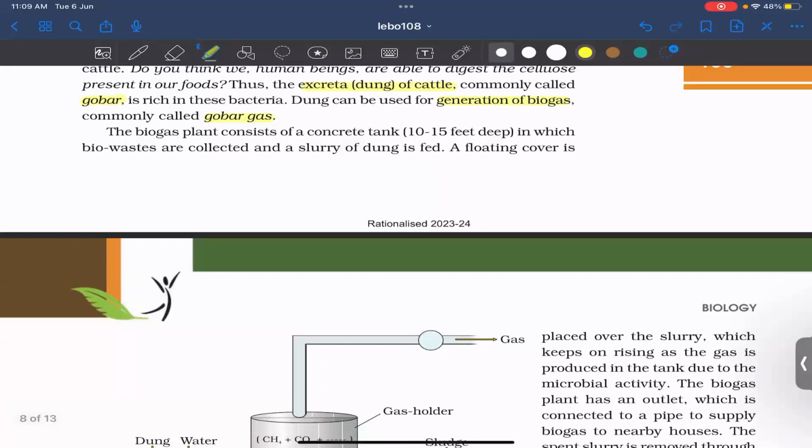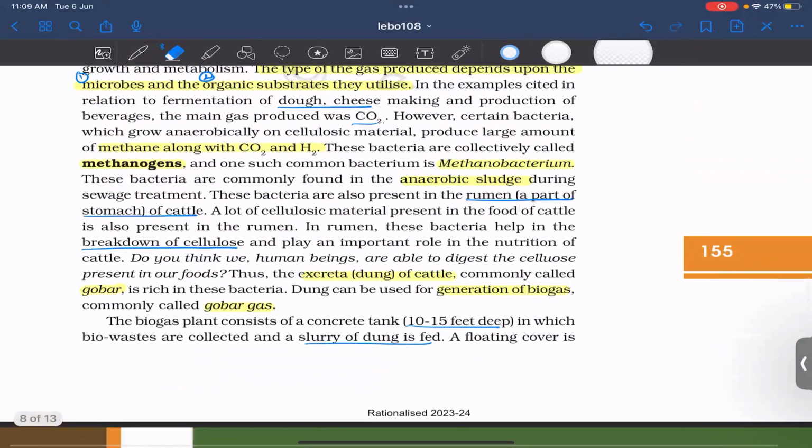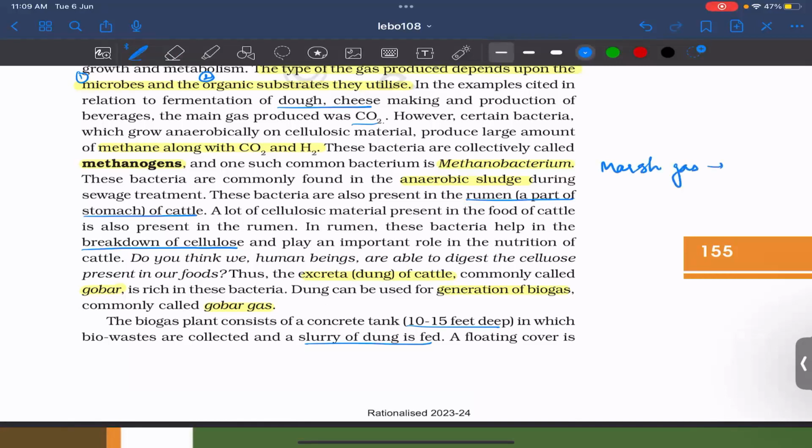Now a few facts about the biogas plant. It is a concrete tank which is 10 to 15 feet deep, and biowaste materials are collected. A slurry of dung is fed. Then there is a floating cover. I'll tell you this more through the diagram, which is more important. Also, one more point you need to note here: it is also called marsh gas. It contains CH4, that is methane.